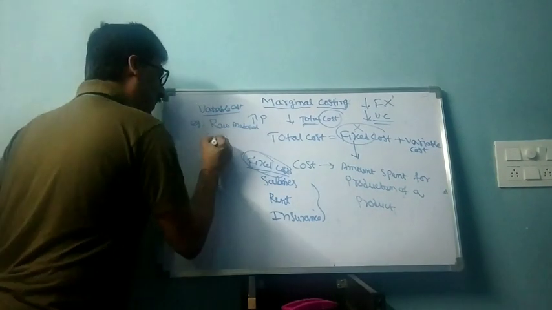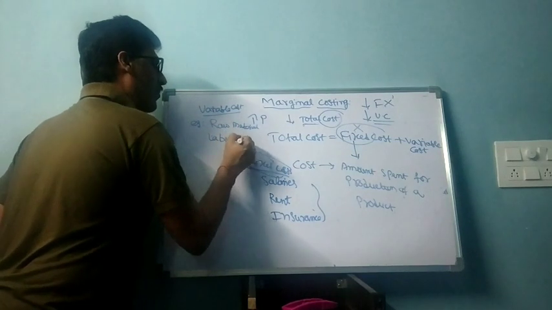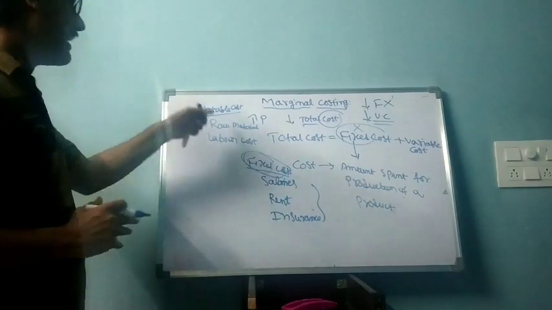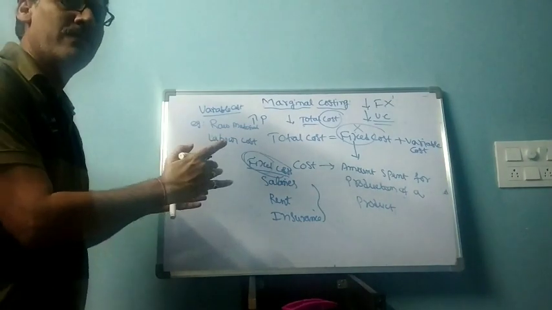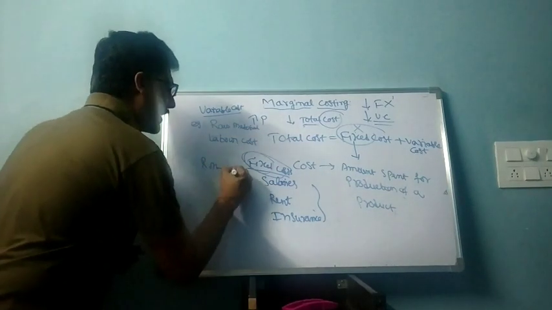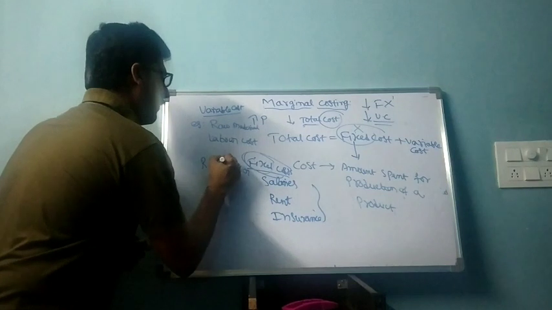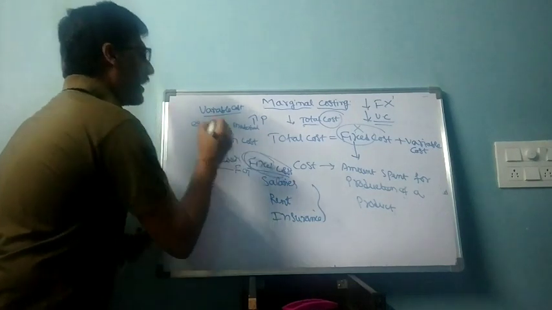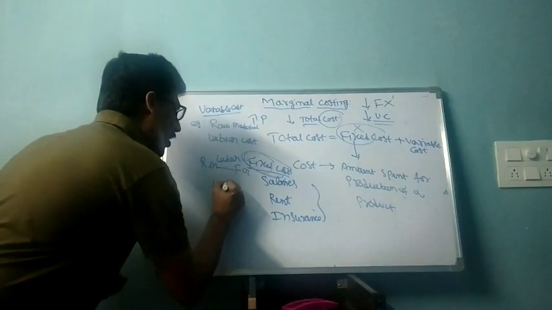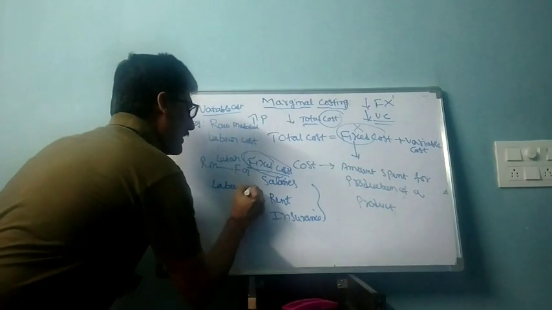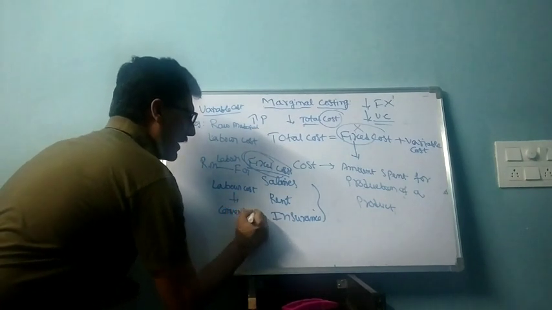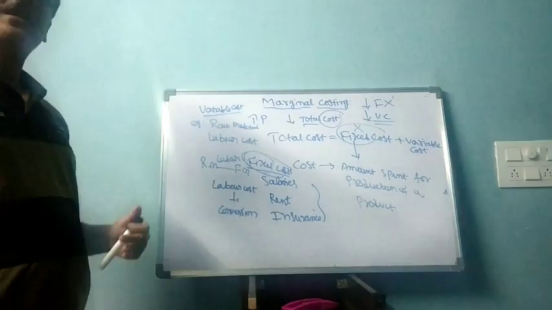Right? At the same time, one more example of variable cost is labor cost. See, labor is a very important factor that helps in the conversion of raw material into finished goods. How can the raw material be converted into finished goods? With the help of labor. So labor can be called conversion cost. What is the other name for labor cost? Labor cost is conversion cost because it helps the raw material convert into finished product.